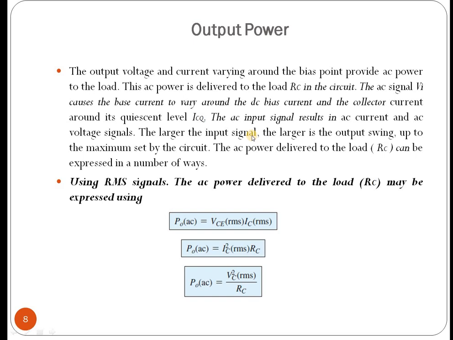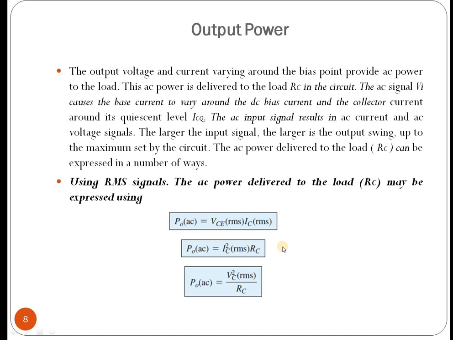For the output power, if the circuit has the output voltage and current varying around the bias point, that will provide AC power to the load. So if we give the supply voltage and also the input signal, then the power equation PO AC definitely uses RMS signals, because we need to calculate it in RMS value. So PO AC is VCE RMS value times IC RMS. You must calculate it in RMS value.